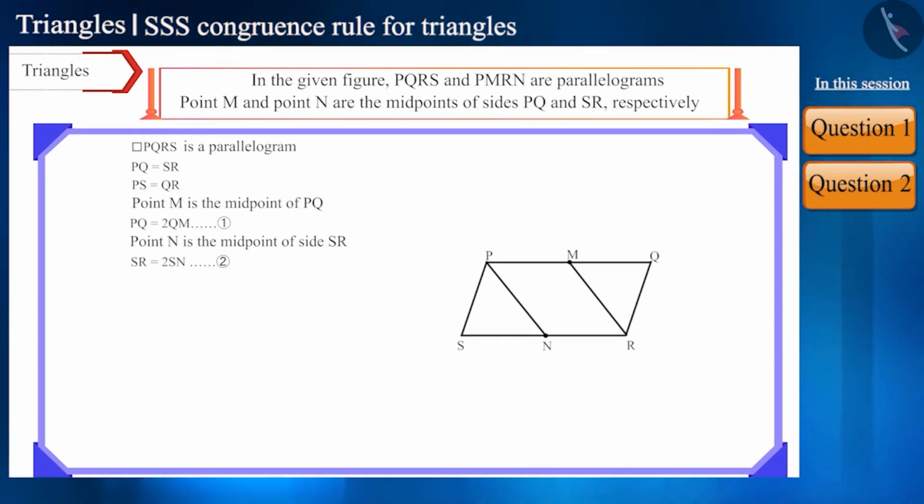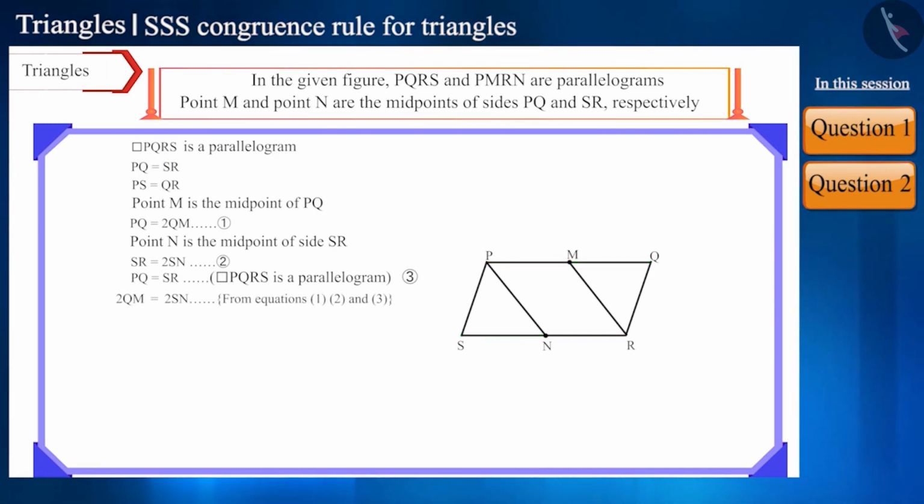As we saw, side PQ is equal to side SR. So these two halves will also be equal to each other. Now we got QM as equal to SN. And since PMRN is a parallelogram, its opposite sides will be equal. This means side PM is equal to side NR and side PN is equal to side MR.